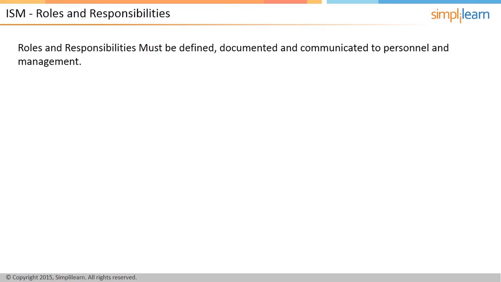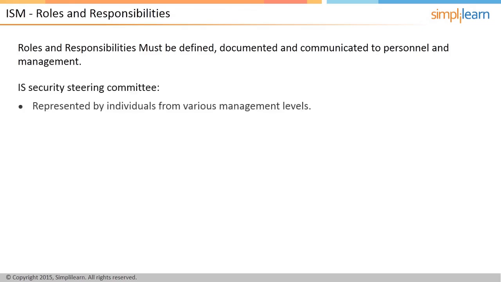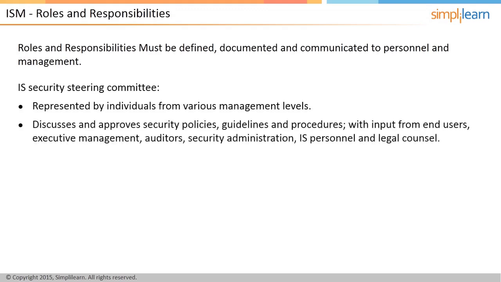Roles and responsibilities must be defined, documented, and communicated to personnel and management. The IS Security Steering Committee is represented by individuals from various management levels. It also discusses and approves security policies, guidelines, and procedures, with input from end users, executive management, auditors, security administration, IS personnel, and legal counsel. The committee is formally established with appropriate terms of reference.